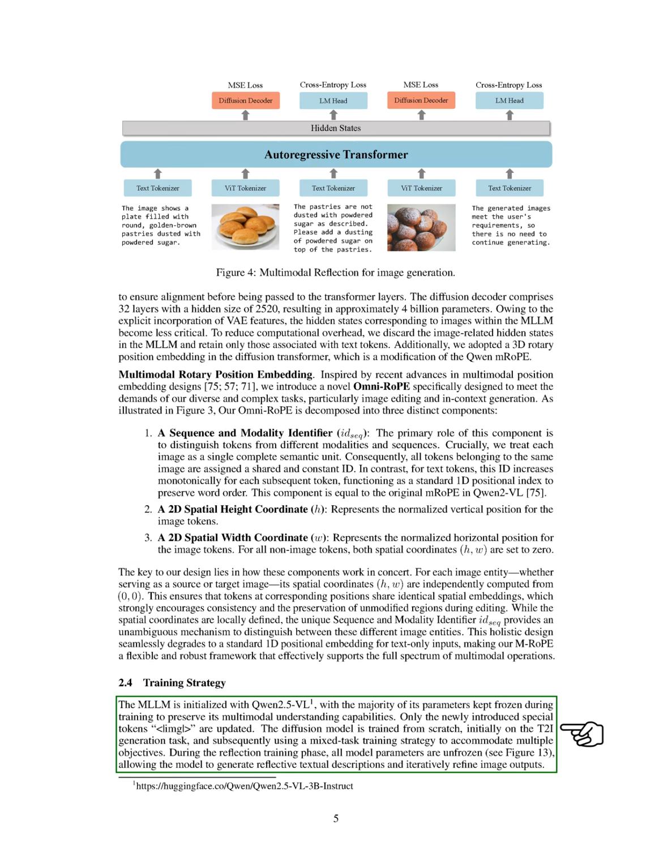For our training strategy, we initialize the MLLM with Qwen 2.5-VL, keeping most parameters frozen to maintain its multimodal understanding. We only update the new special tokens. The diffusion model is trained from scratch, starting with the text-to-image generation task and then using a mixed task strategy for various objectives. During the reflection training phase, we unfreeze all model parameters, allowing the model to create reflective text descriptions and refine image outputs iteratively.